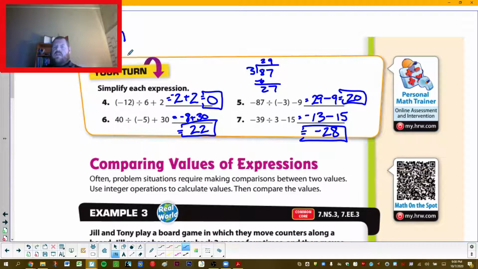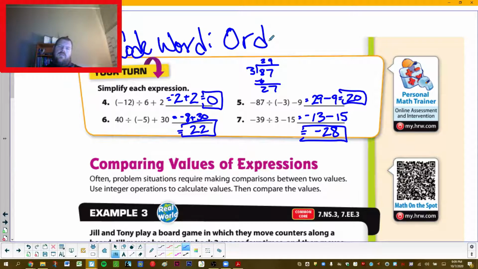going to take me right into my code word. Code word time. It's all about order. Order has to be our code word. Okay, O-R-D-E-R, order.